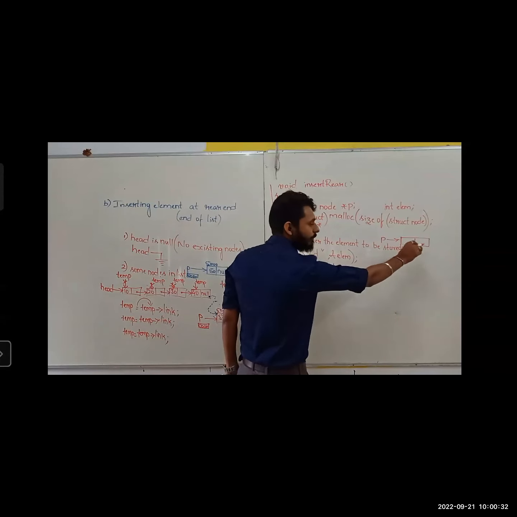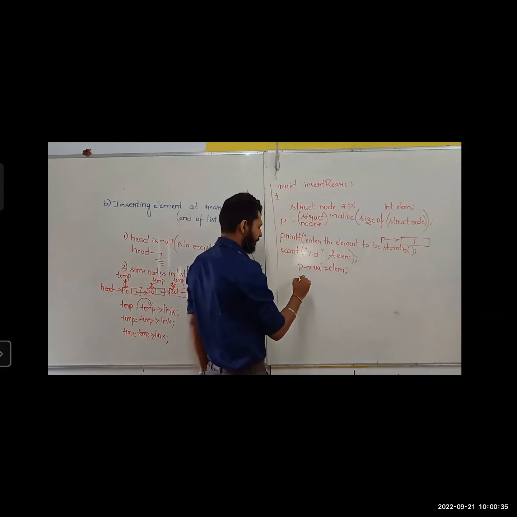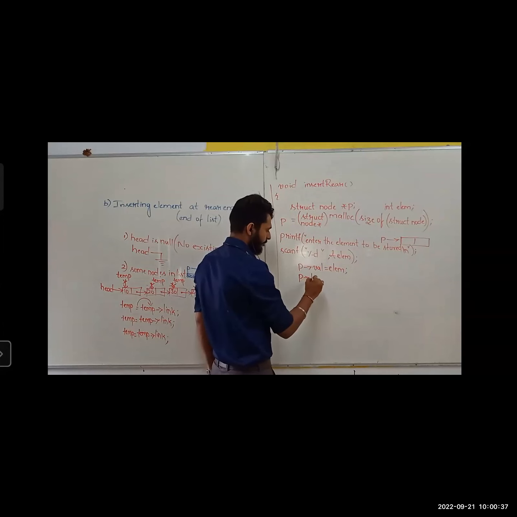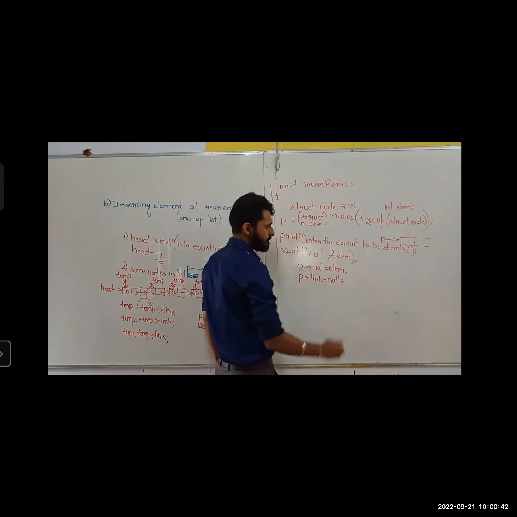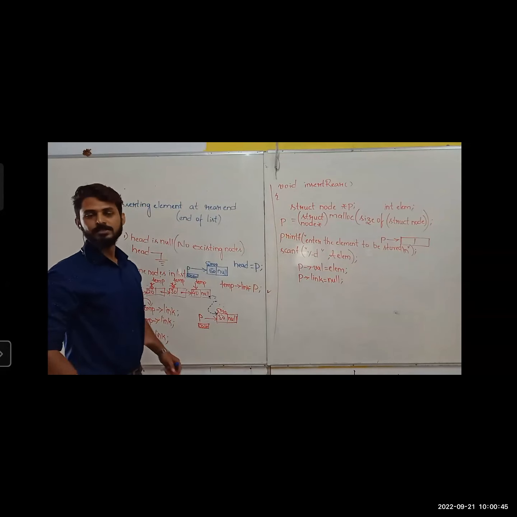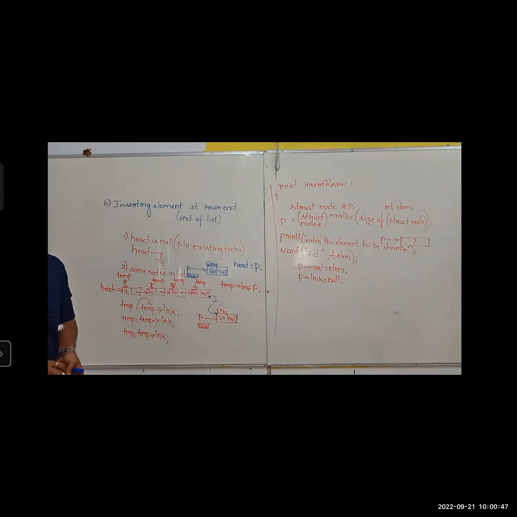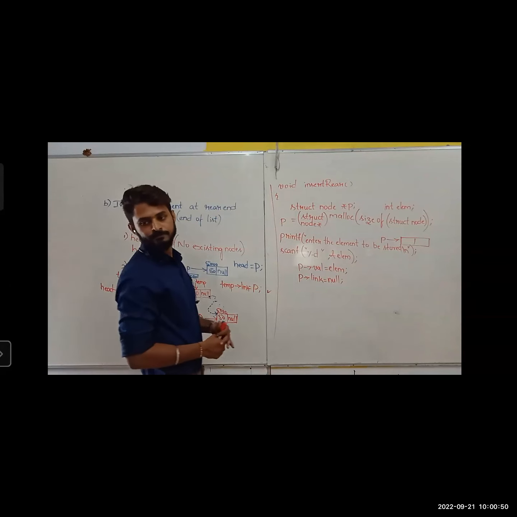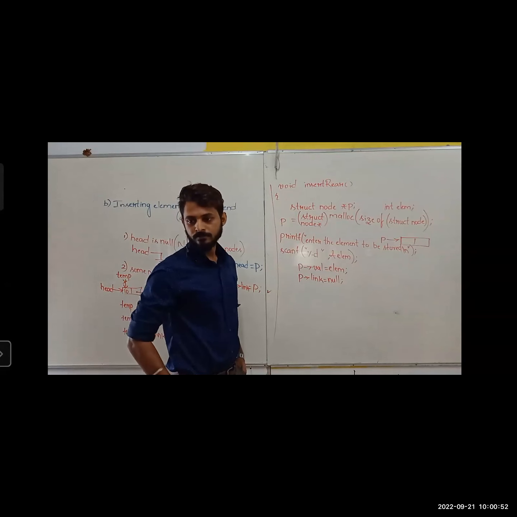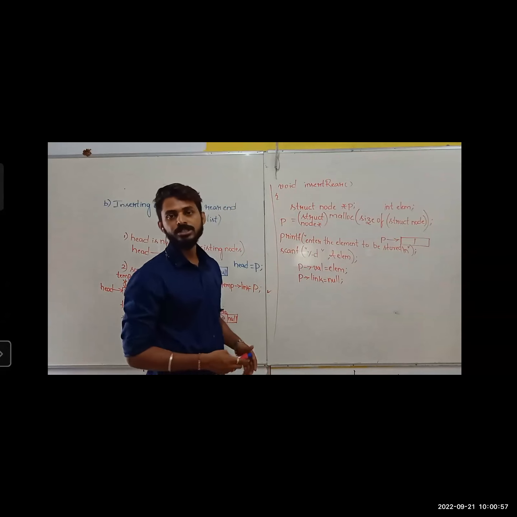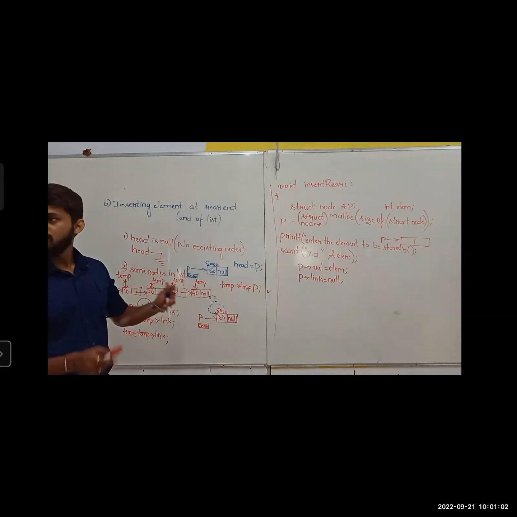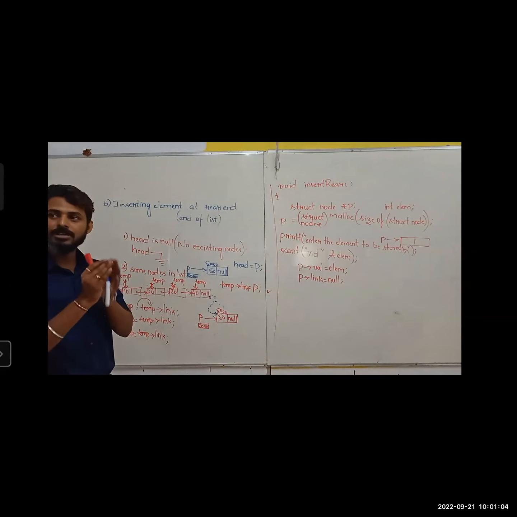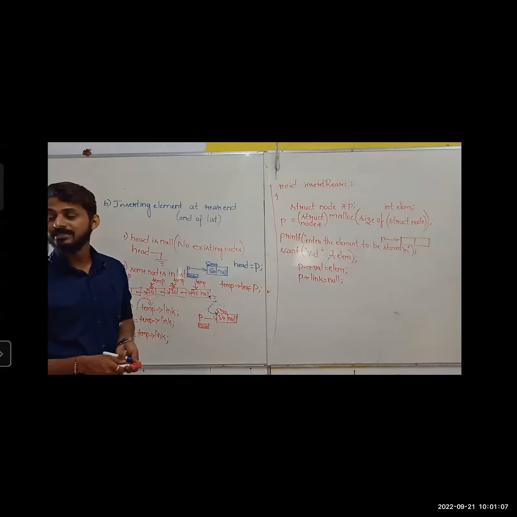Next, what should I do? P's link should be pointing to null in the beginning. So P link. Any doubt on this? Online? No. Next, what should I do? Now the node is ready. One node with a value as well as null is ready. Okay, next what should I do?